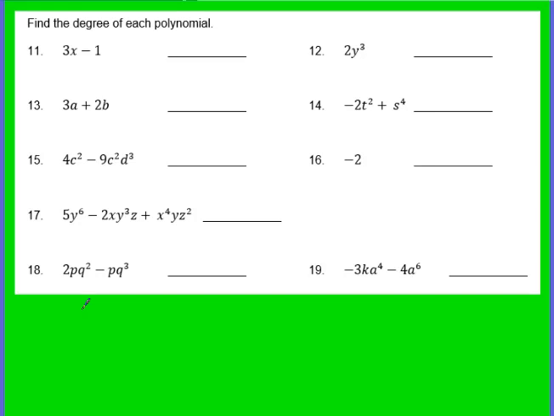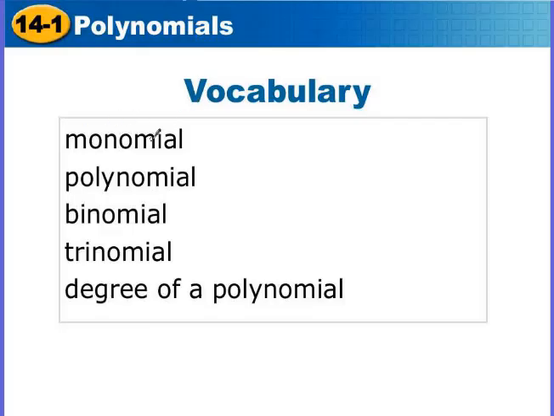Okay, so what we've talked about today is polynomials. So hopefully you've learned a little bit about monomials, binomials, trinomials, and those are just 3 names for a polynomial. Okay, and you've also learned how to find the degree of a polynomial.